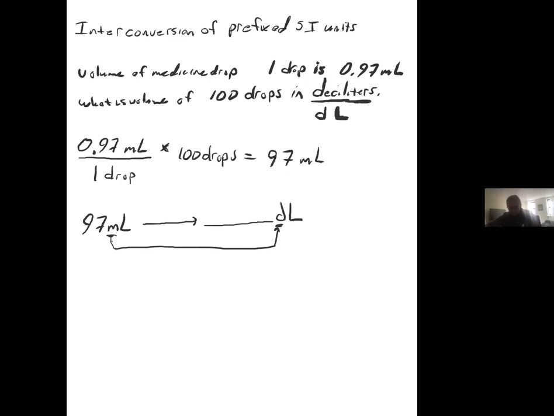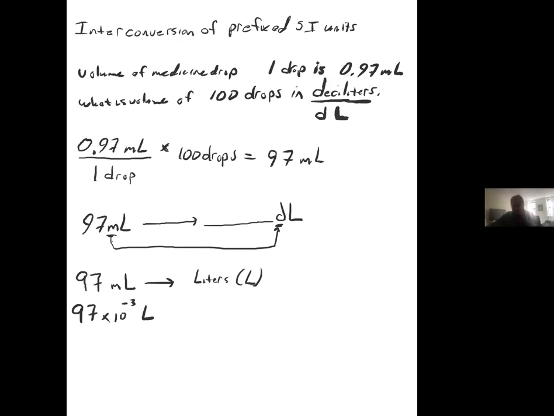What I'm going to do is I'm going to say, okay, 97 milliliters. I'm just going to convert this to liters first. Remember, liters is L. That's a volume unit. So how do I do that? 97 milli is 10 to the minus 3, and then liters. So all I've done there is I've converted it to liters, okay?